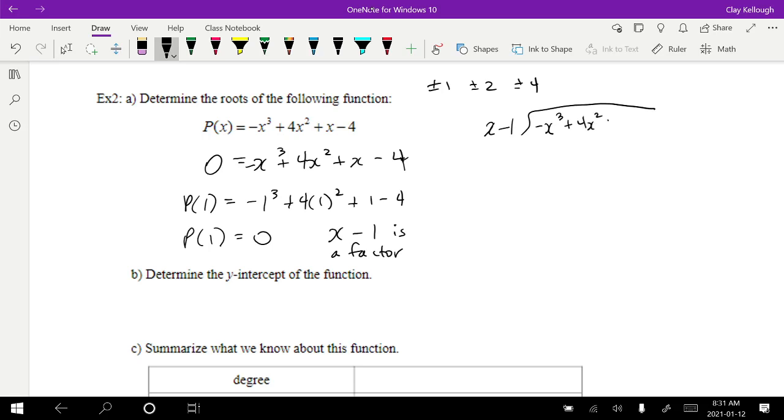So I'm going to long divide this and find the rest of the factors. x minus 1 goes into here minus x squared times. So minus x squared times x minus 1 is minus x cubed plus x squared. I'm subtracting that, so that's negative x cubed minus negative x cubed. Those go away. 4x squared minus an x squared is 3x squared. Bring down the plus x.